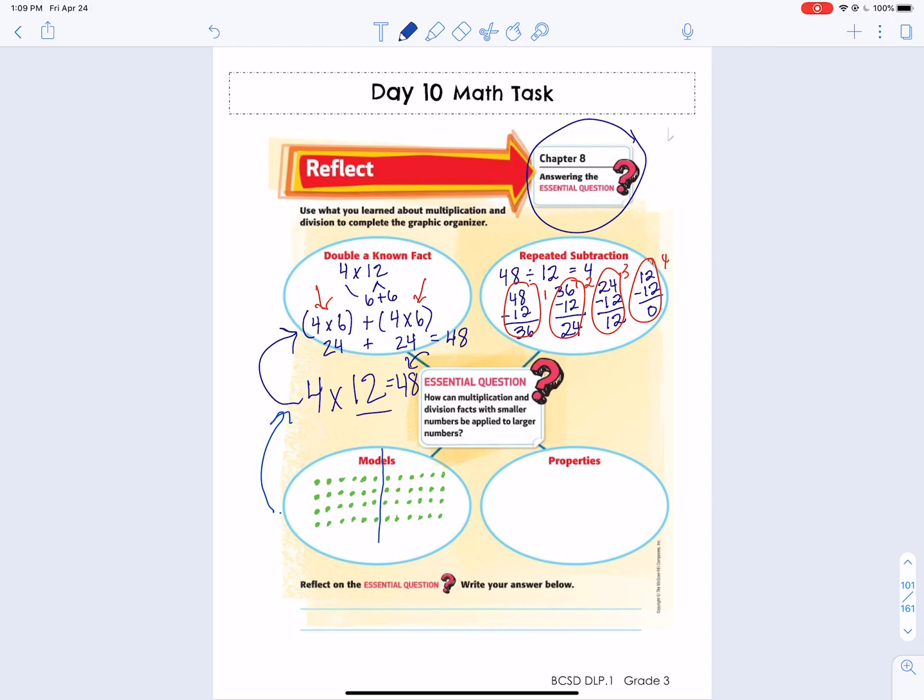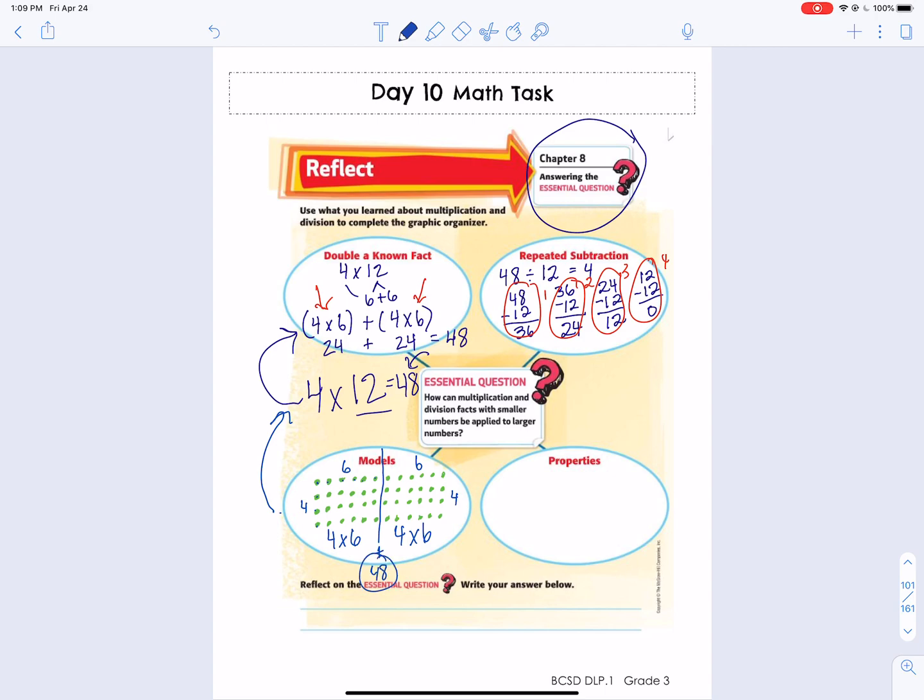Because if I count the 2 smaller arrays that I now have, I see 1, 2, 3, 4, and 1, 2, 3, 4, 5, 6. Okay, so I've got 4 rows and 6 columns. And over here I have the same, 4 rows and 6 columns. So this is a 4 times 6 array. This is a 4 times 6 array. And when I add those together, I already know I get 48.